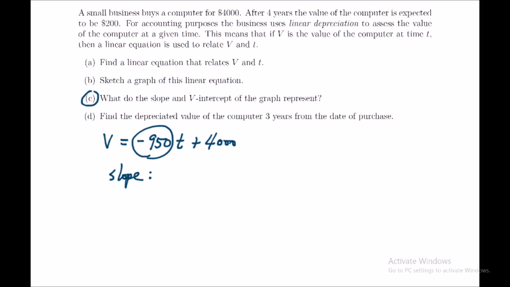Part C asks us, what does the slope and the v-intercept of this graph represent? The slope here is negative 950. It's actually the rate of change of the value with respect to time. So in this case, we would say the value of the computer depreciates $950 per year.